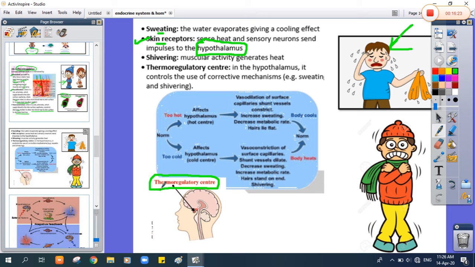It points to the hypothalamus inside your brain. Okay, so shivering here, muscular activity generates heat. When you shiver, okay, this guy is shivering, so he generates heat to make his body feel more warm, or warmer. Thermoregulatory center in the hypothalamus, I have said this.